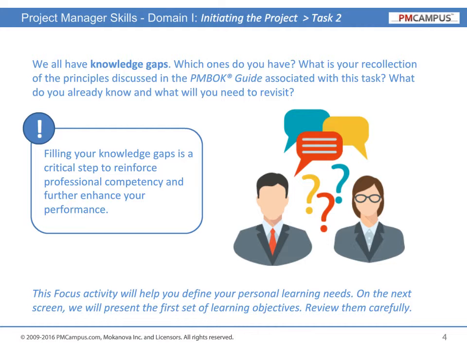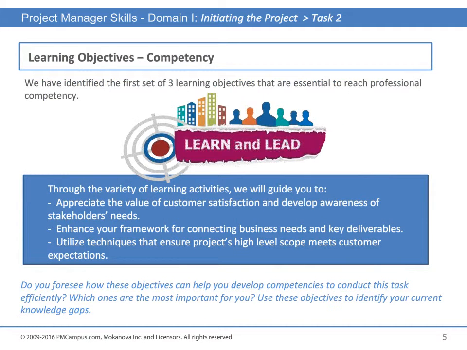On the next screen, we will present the first set of learning objectives. Review them carefully. Learning objectives. Competency. We have identified the first set of 3 learning objectives that are essential to reach professional competency. Through the variety of learning activities, we will guide you to appreciate the value of customer satisfaction and develop awareness of stakeholders' needs. Enhance your framework for connecting business needs and key deliverables. Utilize techniques that ensure the project's high-level scope meets customer expectations.